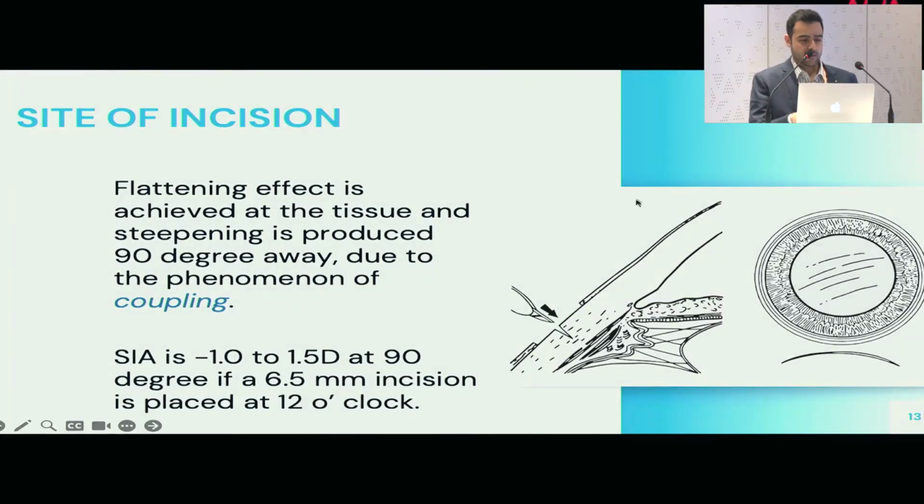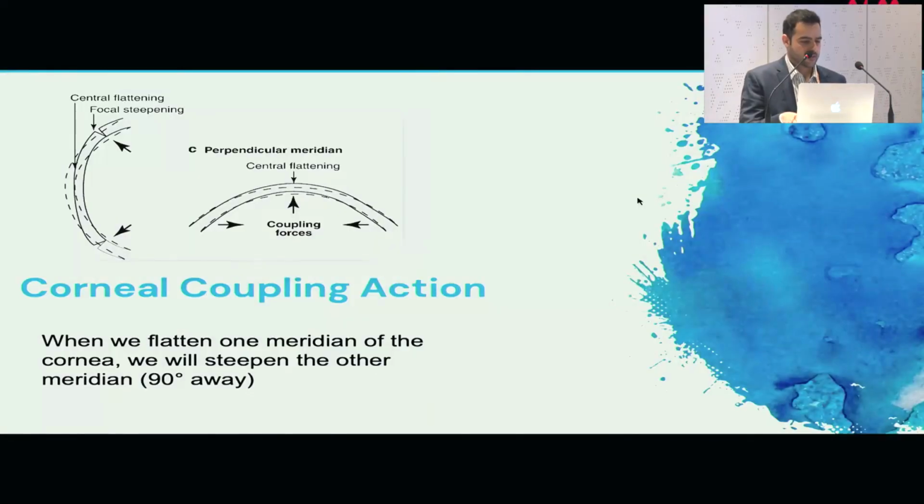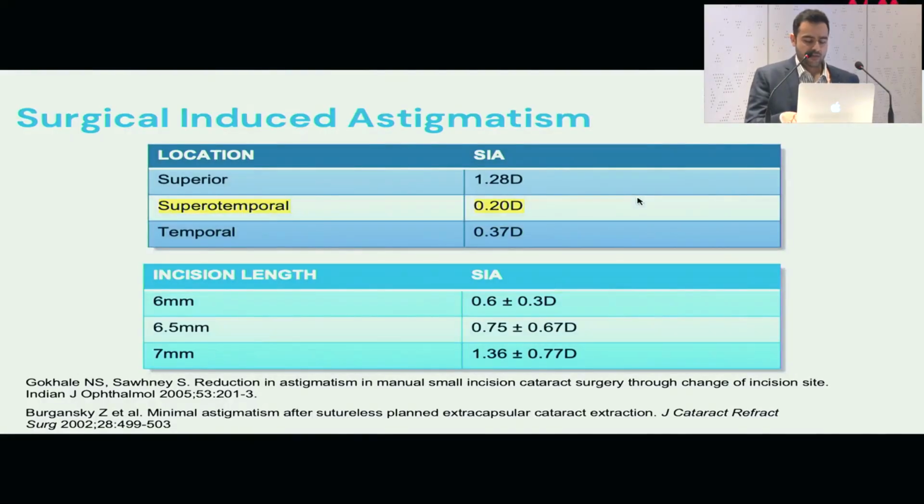This is the concept of coupling, which suggests that the flattening effect is achieved at the tissue and the steepening is produced 90 degrees away. Surgically induced astigmatism is almost -1 to -1.5 diopter at 90 degrees if a 6.5 millimeter incision is placed. So again, when we flatten one meridian of the cornea, we steepen the other meridian. It has been studied in various studies, and it has been found that a superotemporal or temporal incision is the one which should be considered if we want to correct the astigmatism.